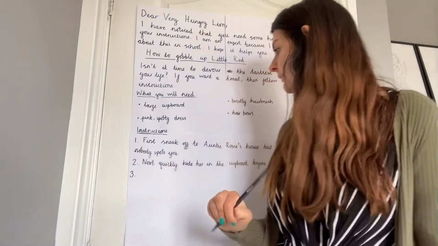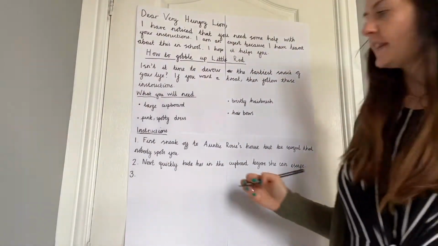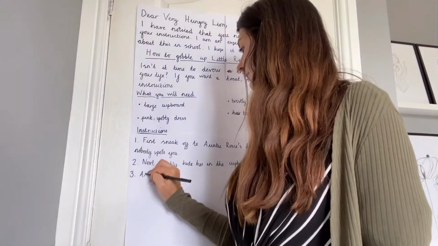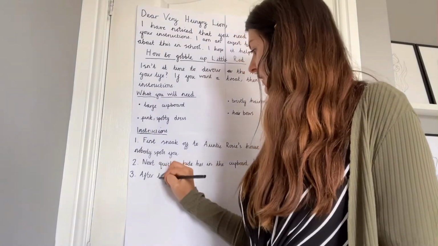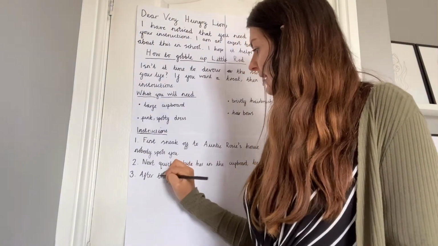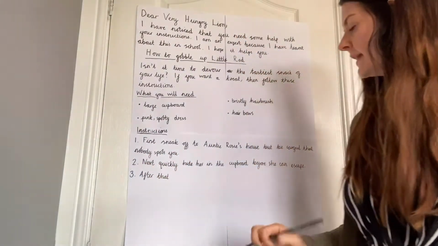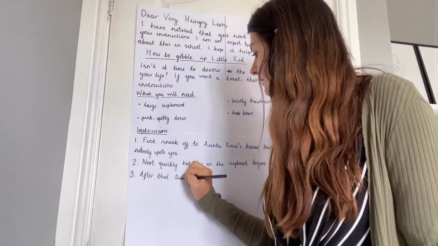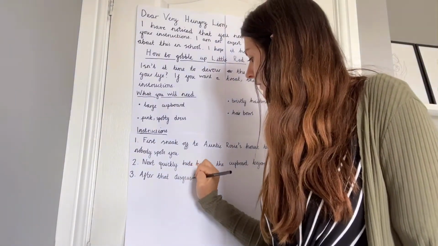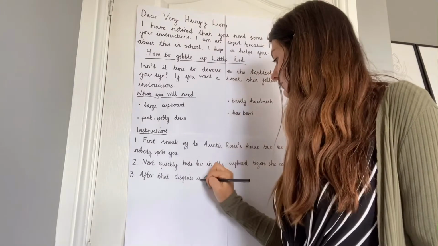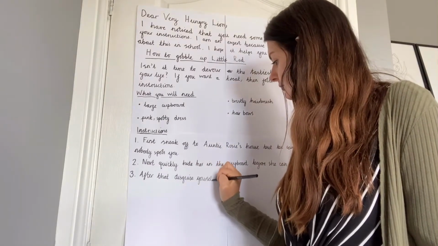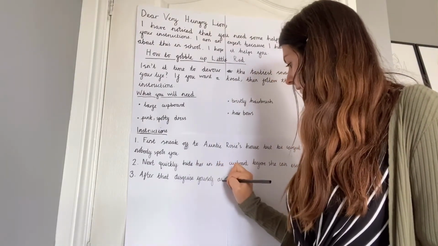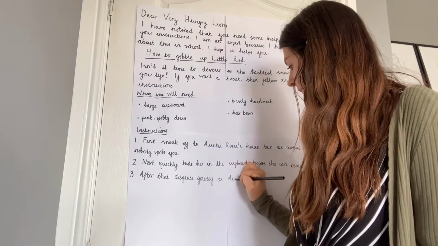Number 3. After that, I'm trying to use a different adverbial each time and I'm trying to make sure it makes sense. Disguise yourself as Auntie Rosie.